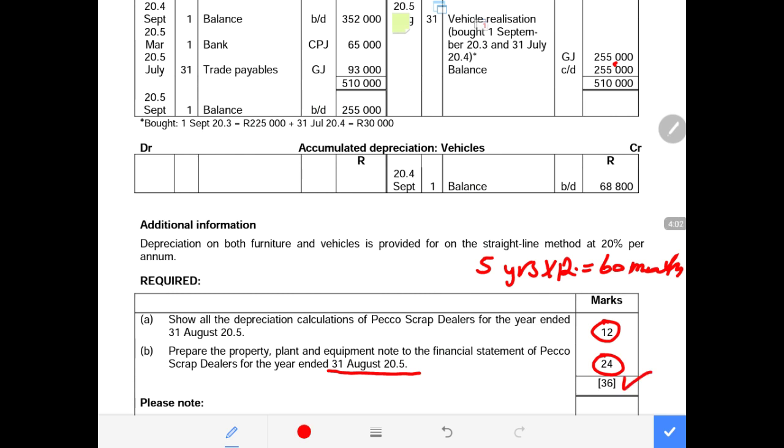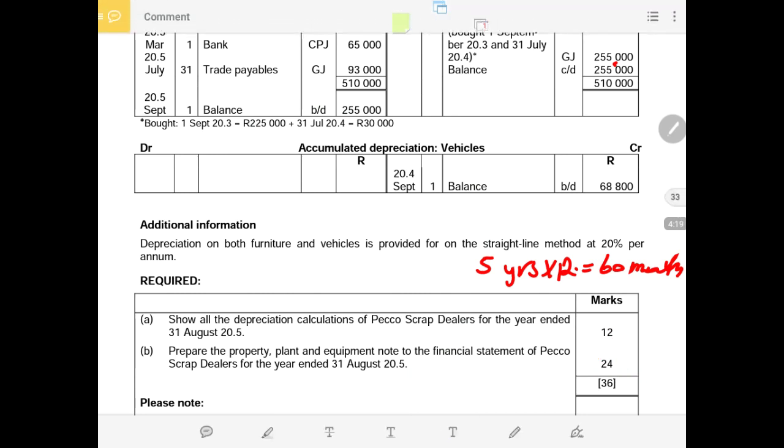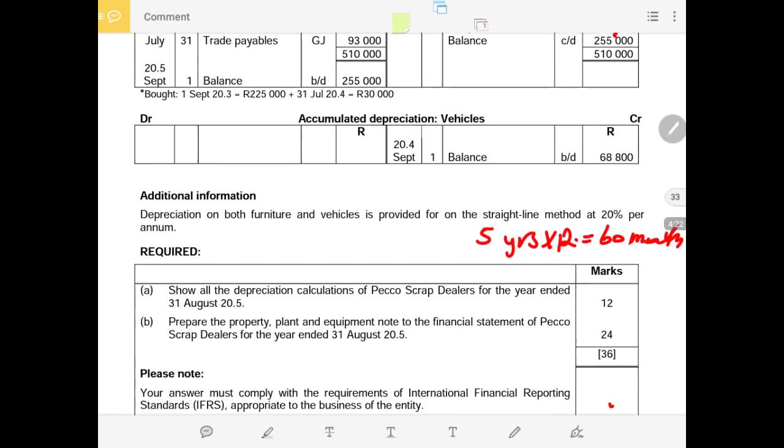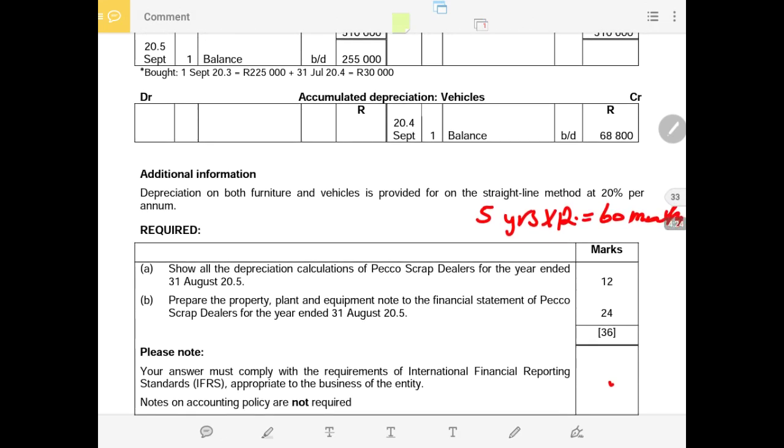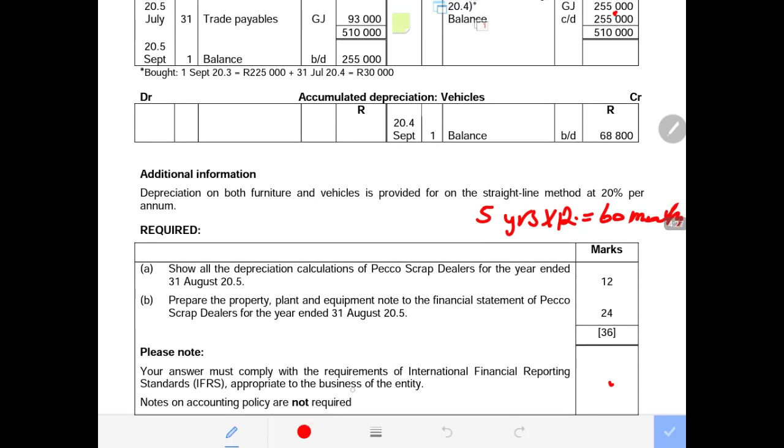If your paper is out of 100 marks, that means you already have 36% at your disposal to take, and the rest of the questions you still have to answer. This is a very crucial and important question that is very popular across almost all assessments. We are required to comply with the requirements of the International Financial Reporting Standards and what is appropriate to the business of the entity.